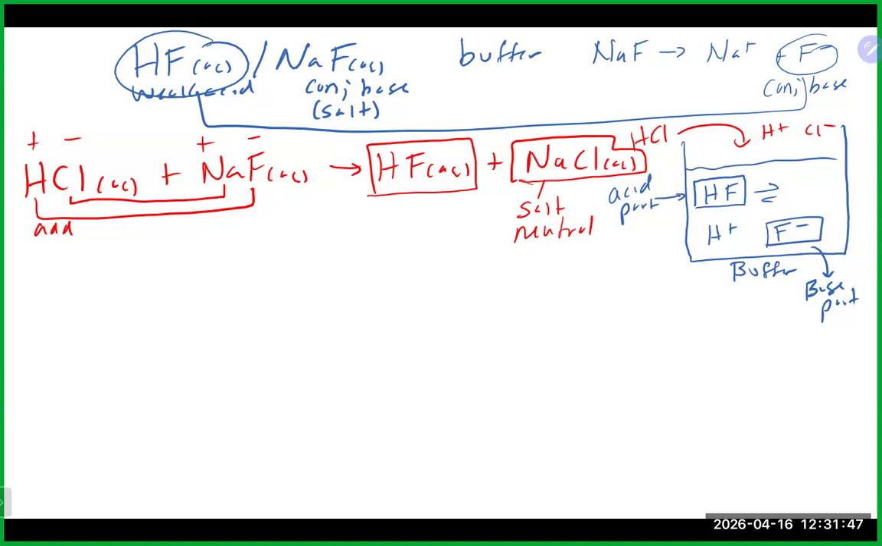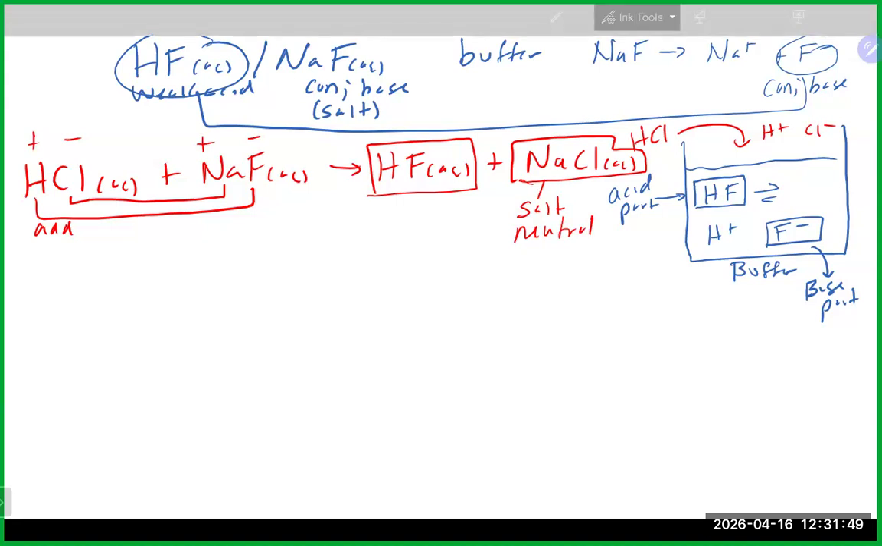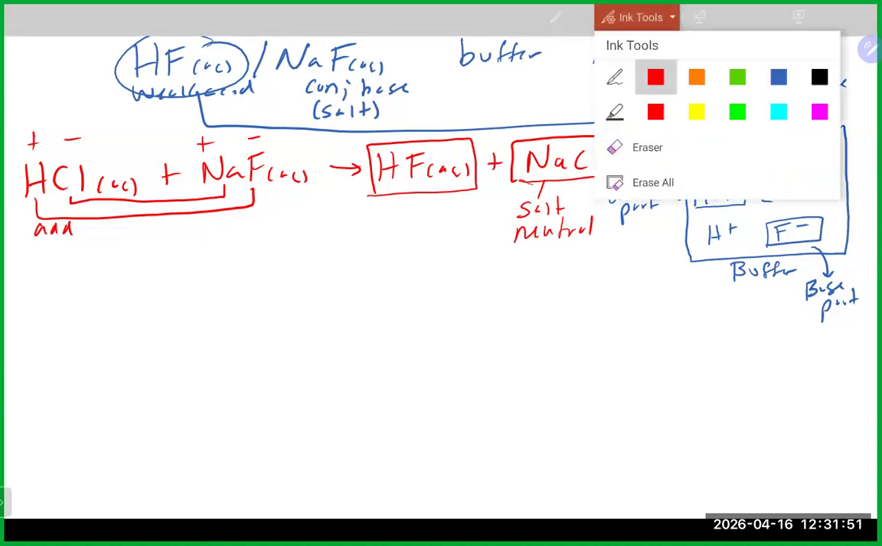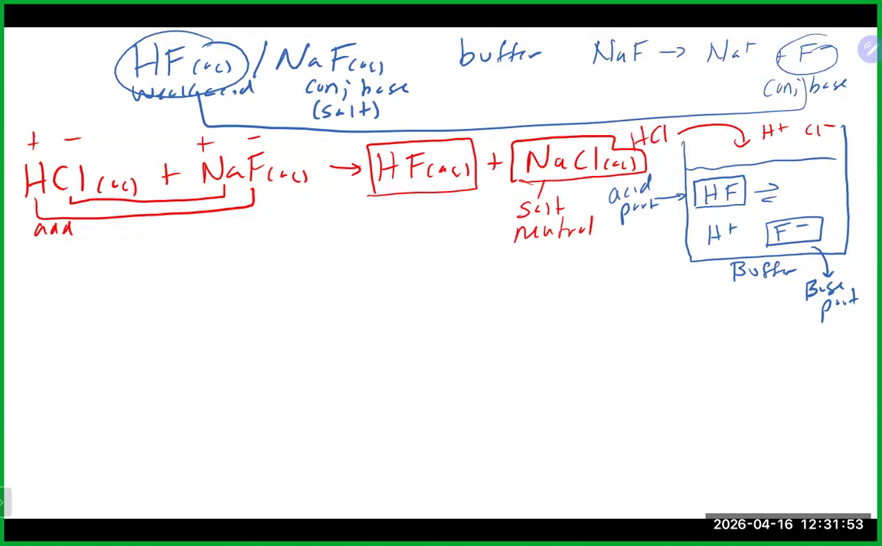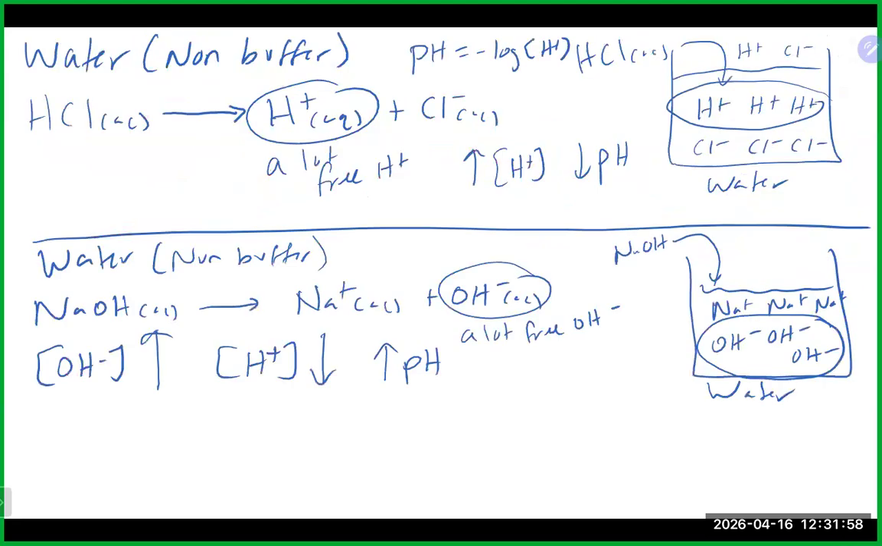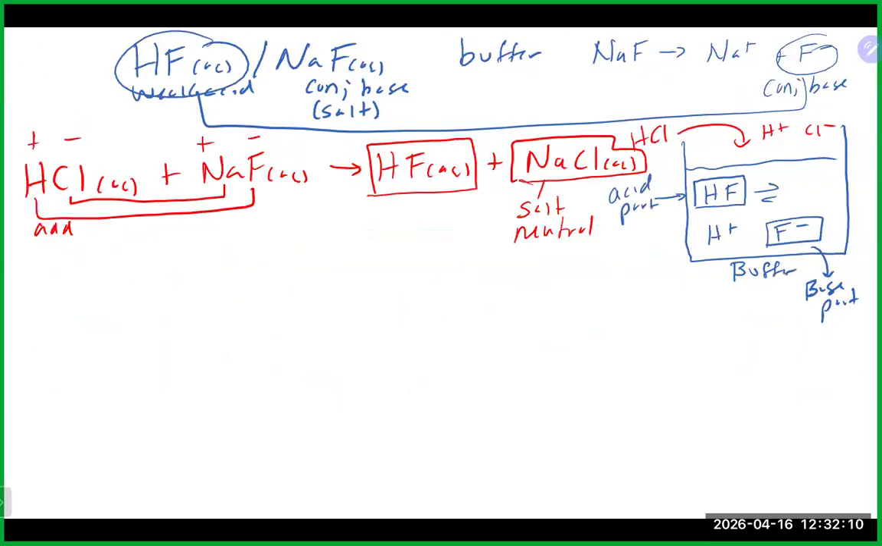It is actually in this situation what we don't see here that we did see when we added the HCl to water. What did we see when we added the HCl to water that we do not see here? When we added the HCl to water, we produced what? A bunch of free hydrogens, right? A bunch of them floating around. When we added the HCl to our buffer, no free hydrogens were formed, right?